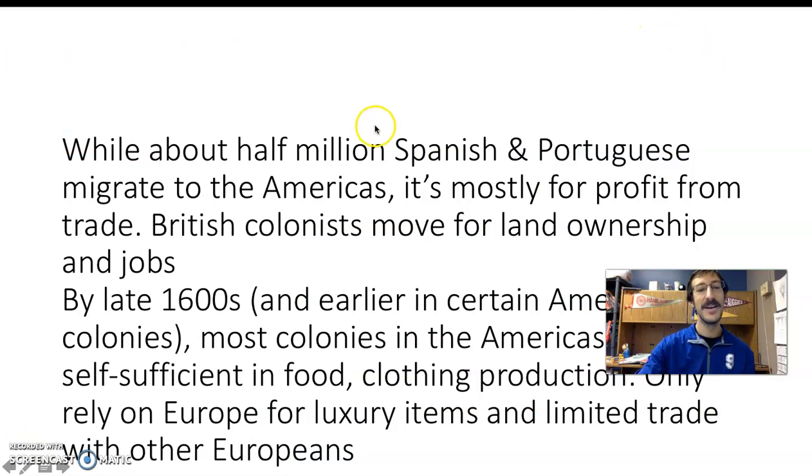Last thing I want to hit on was the colonies essentially eventually becoming self-reliant with the exception of manufactured goods, which we'll play in again later on.